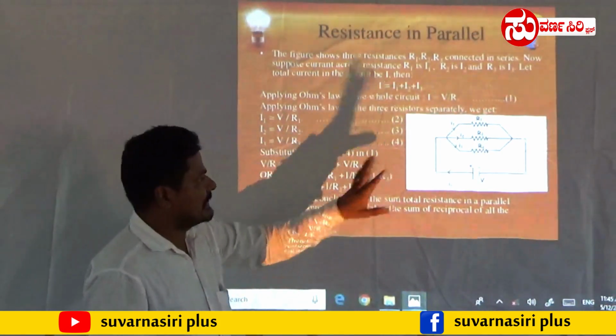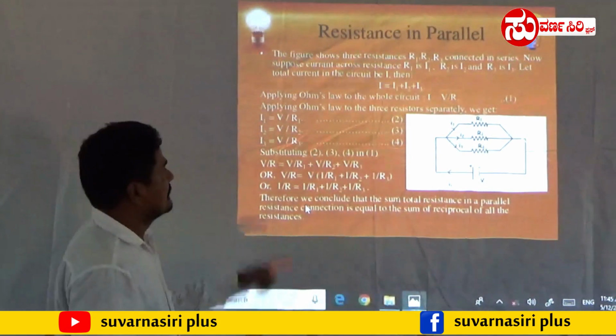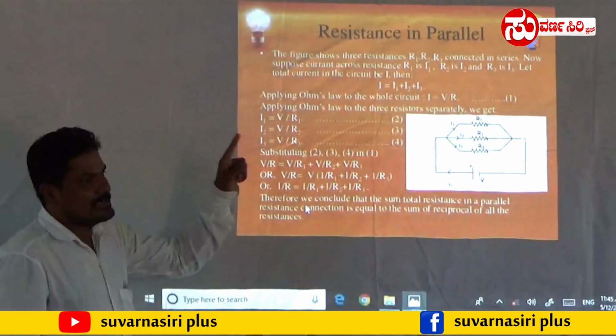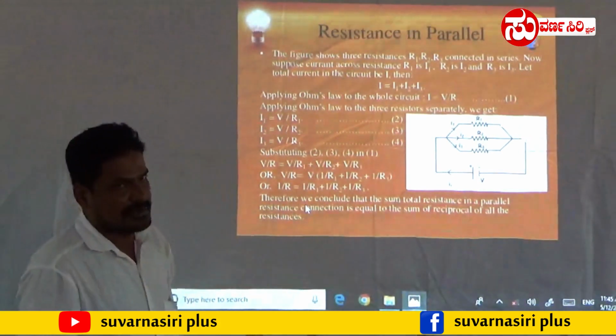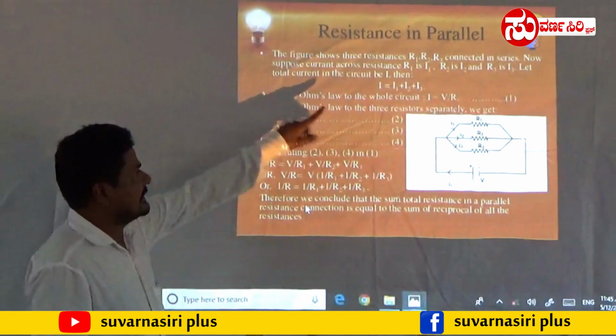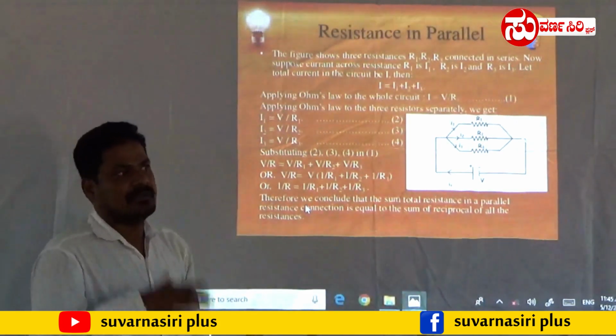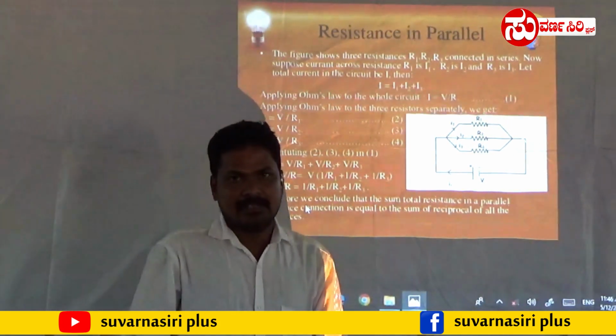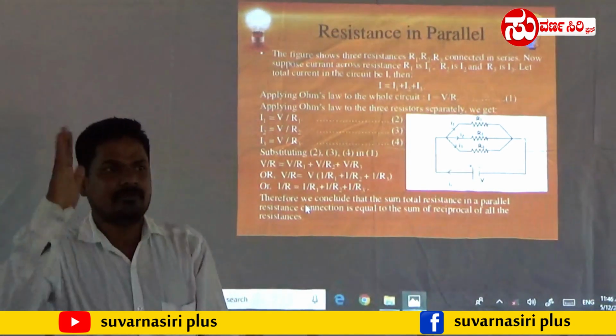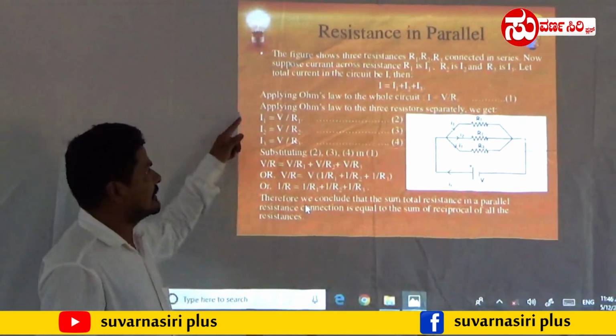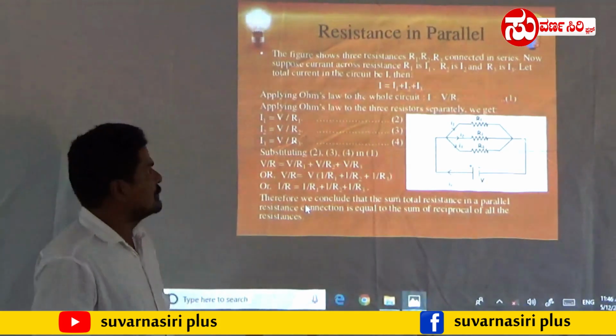R1, R2 and R3 are connected in parallel. So the same thing will happen here: I is equal to I1 plus I2 plus I3. Here, applying Ohm's law, we know that V is equal to IR. So I is equal to V by R. According to Ohm's law, I is equal to V by R.